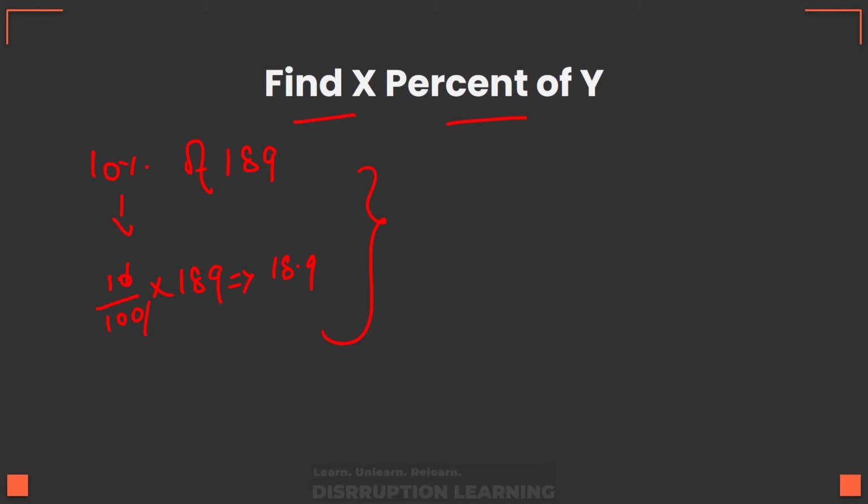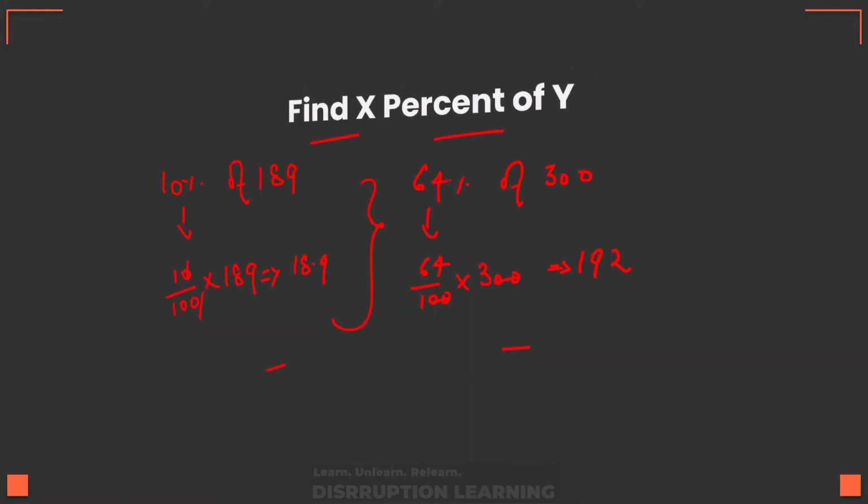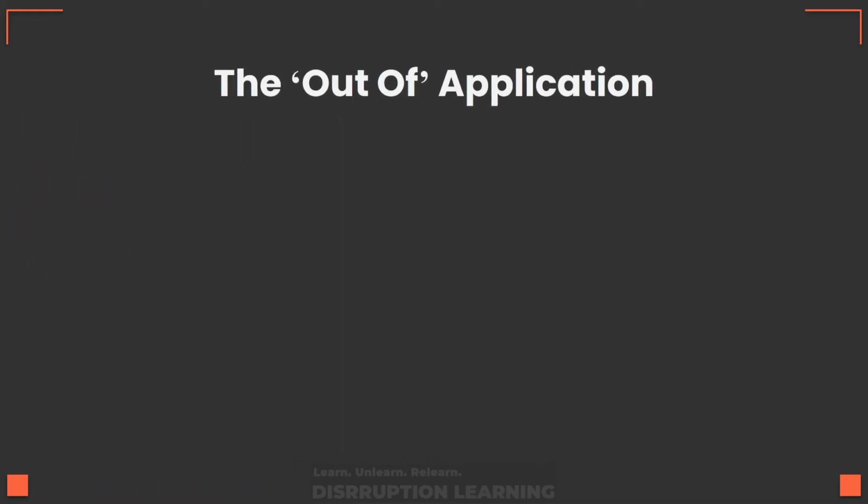Let's take one more example of the same application, and this time we need to find 64% of 300. So again, how do we do that? This is 64 by 100 multiplied by 300. The zeros cancel, and we know 64 into 3 is 192. So this is the most basic application, and I hope it is very easy too. So let's move ahead.